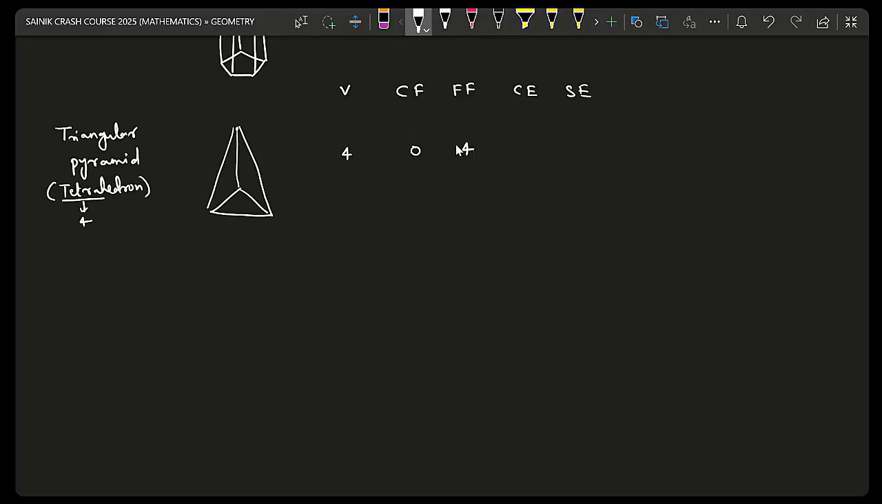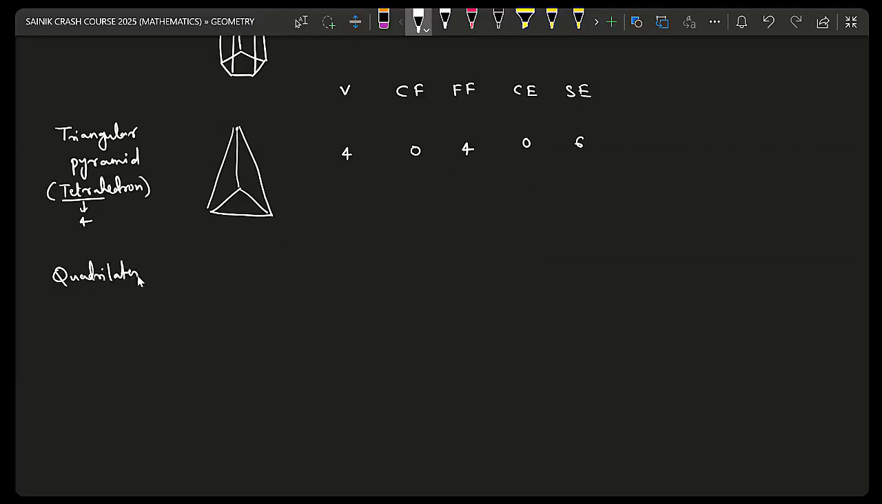Total 4. That's why this is called tetrahedron, because the number of flat faces is 4. And curved edges, there are no curved edges, 0. Straight edges, bottom 3, lateral 3. Total 6. Next, let us take a quadrilateral pyramid.